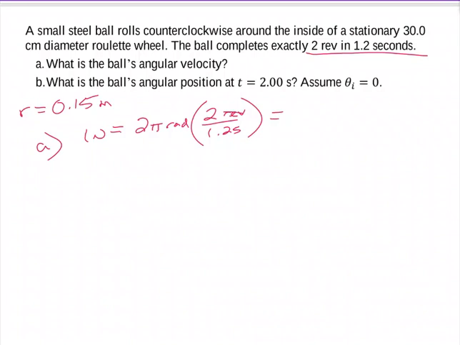So we can multiply that out. What do we get? That's the 4 pi, by the way, over 1.2. So I need to put 4 pi instead of 2. Well, 2 times 2 is 4 pi over 1.2. 10.472. And what are the units now? It's going to be radians per second.